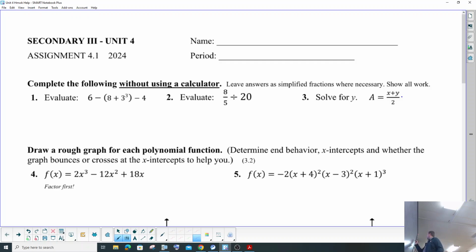So if we go ahead and multiply by 2 over to the other side, and we're trying to solve for y, and then just minus x. Minus x to this side, there we go. That's what y equals. y equals 2a minus x.